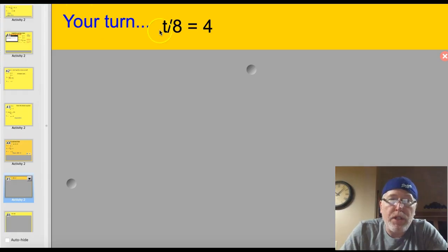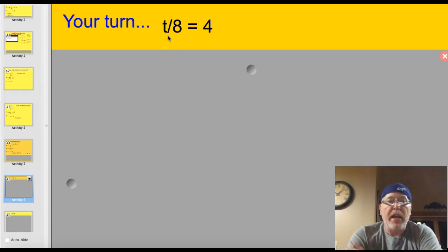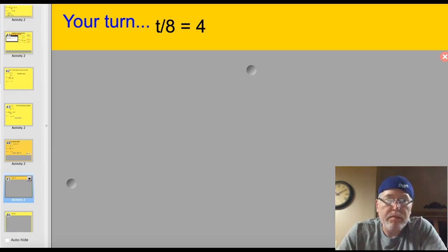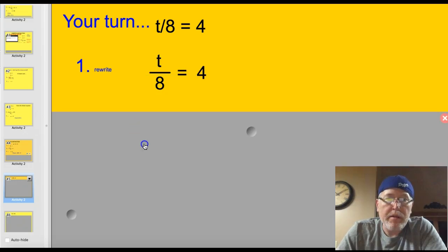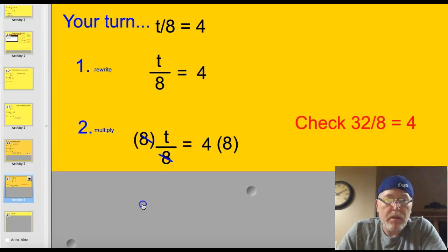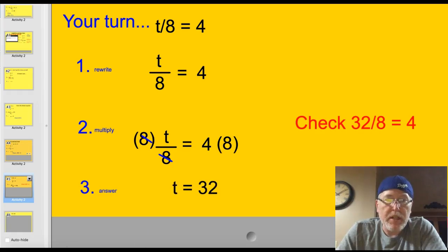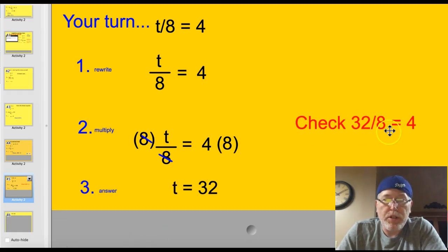All right, let me try one more problem here. How about this one here? T divided by 8 equals 4. Go ahead and pause and give it a shot. Okay, let's see how you did. Did you rewrite it? Good. Did you multiply both sides by 8? Did you get T equals 32? Did you check your work? 32 divided by 8 equals 4.